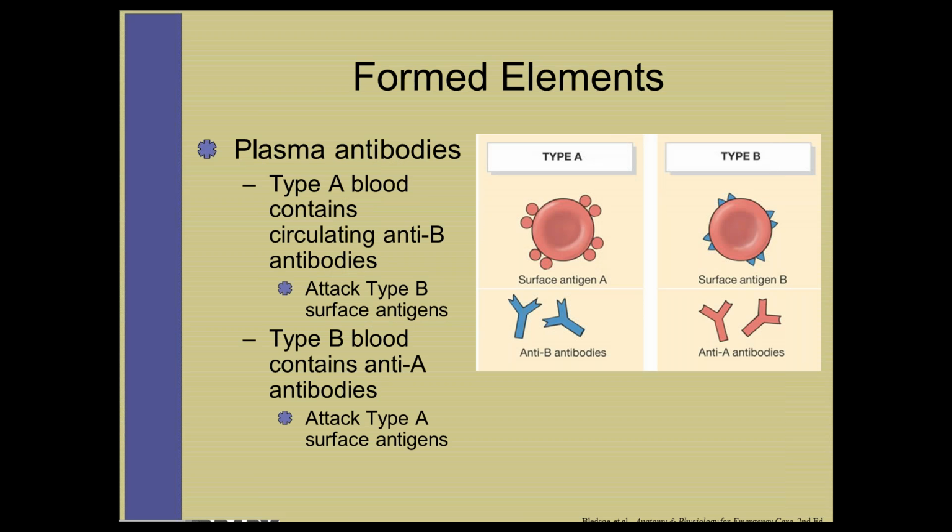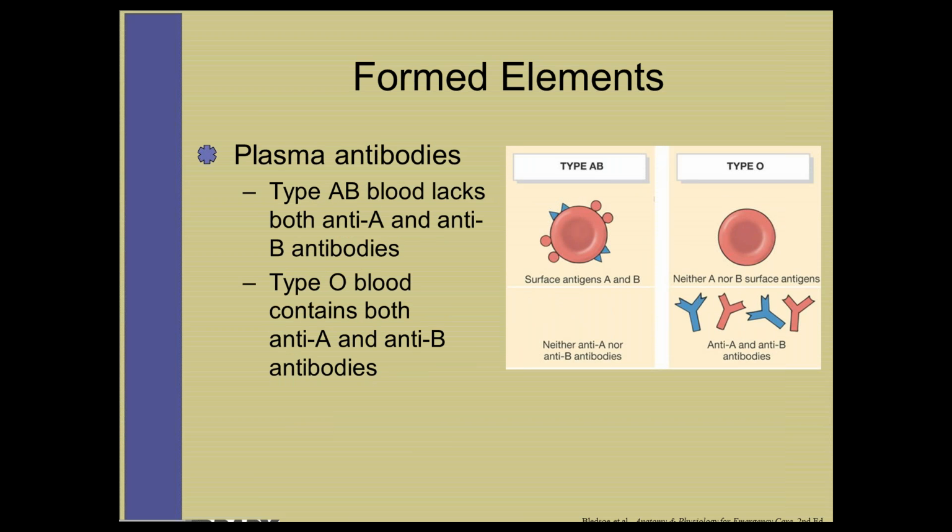We'll go over that in more detail later, but basically what I want you to know here is that type A blood contains circulating anti-B antibodies. So if there are any type B surface antigens, it will actually attack those. Same as type B blood contains anti-A antibodies. So you can't give type A a type B blood, and you can't give type B a type A blood, because they will interact and fight each other off, and it doesn't work.